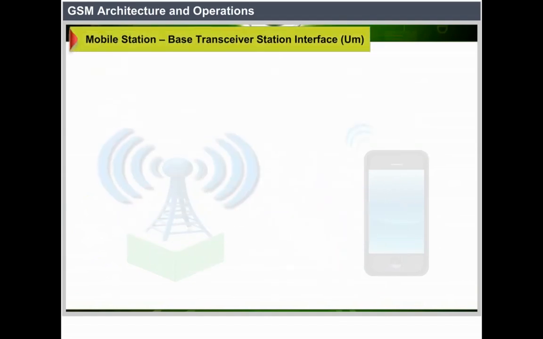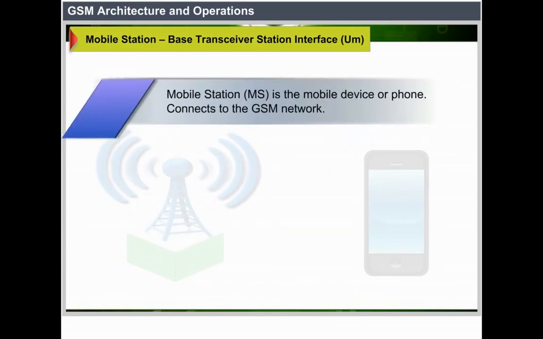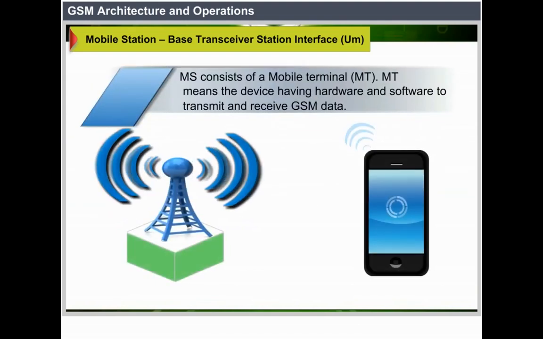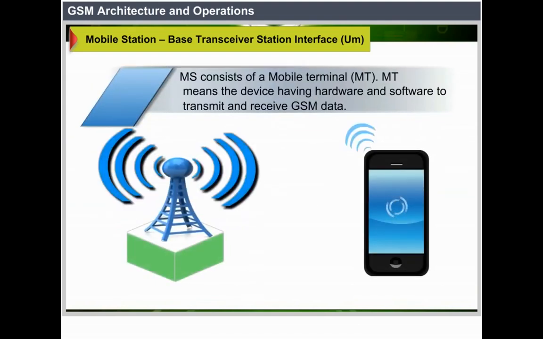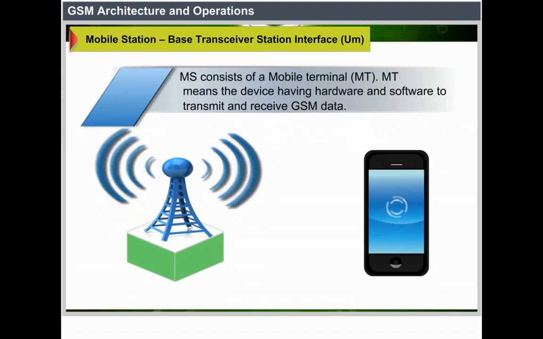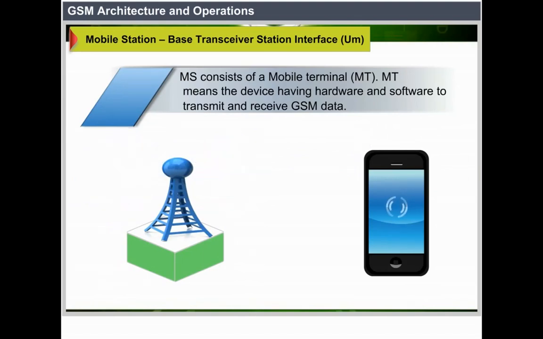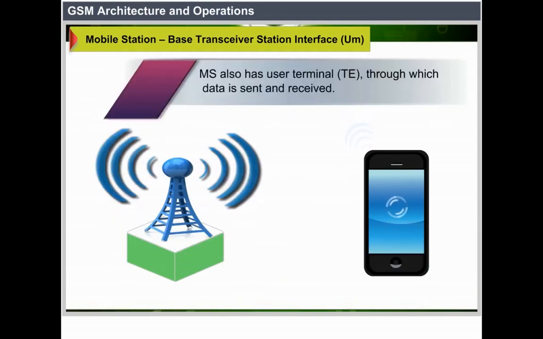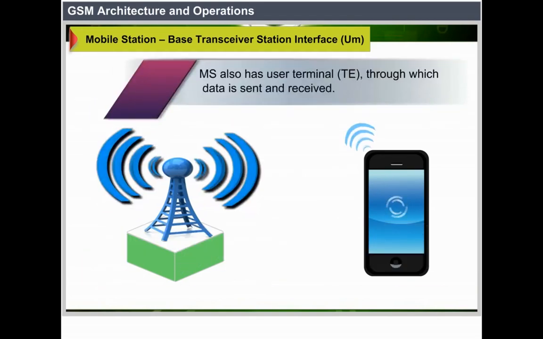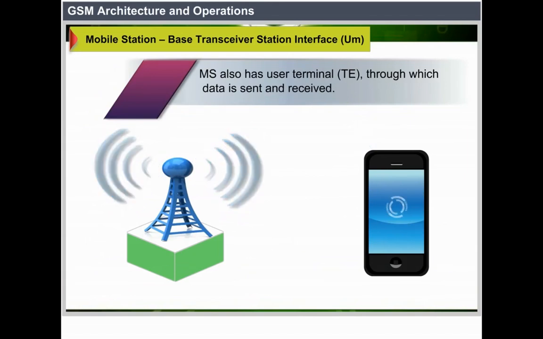Mobile station to base transceiver station interface. The mobile station is the mobile device or phone that connects to the GSM network. The MS consists of a mobile terminal (MT). MT means the device having hardware and software to transmit and receive GSM data. The MS also has a user terminal (TE) through which data is sent and received.